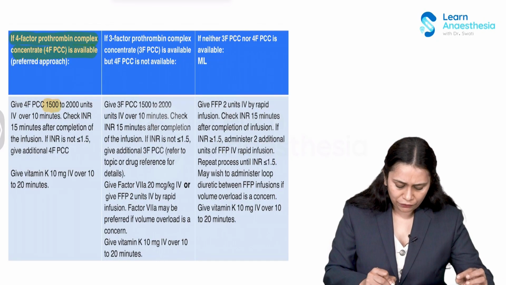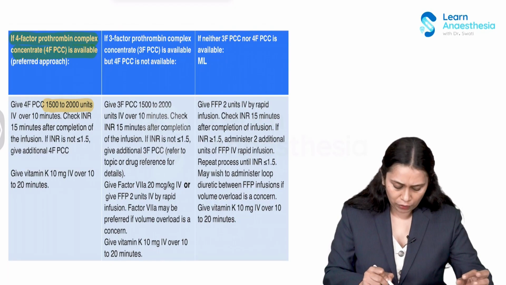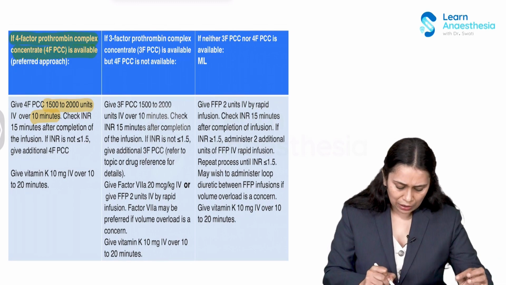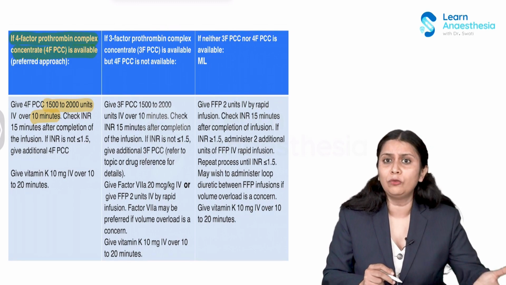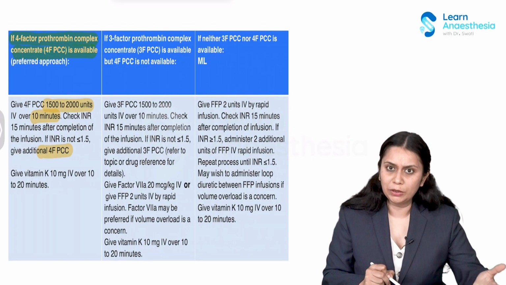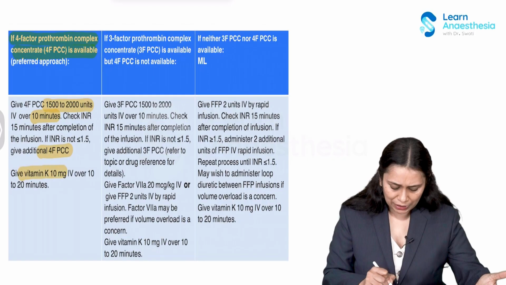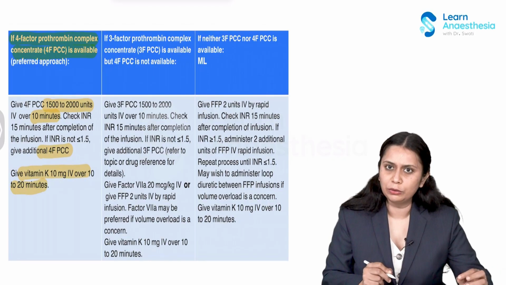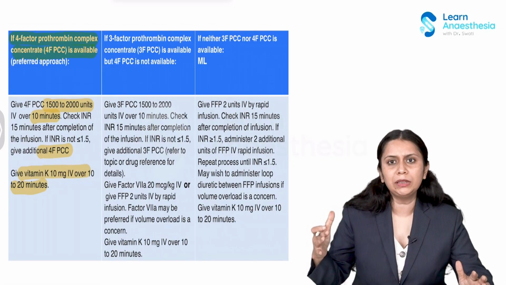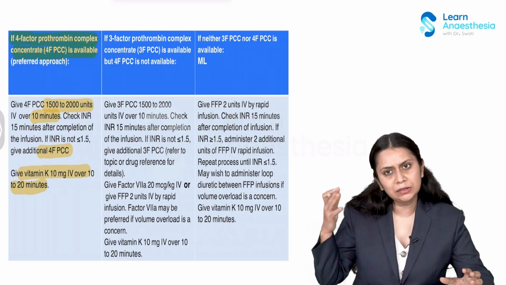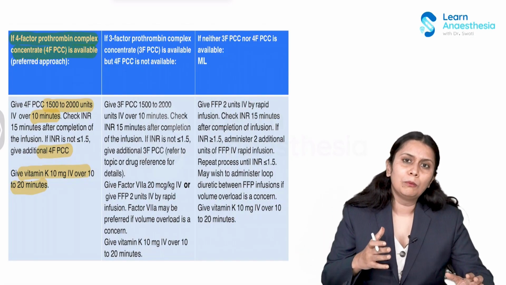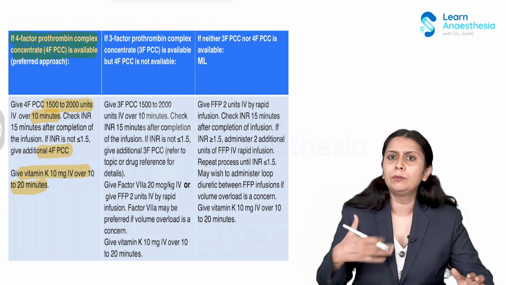So depending upon what is available, if 4-factor prothrombin complex concentrate is available, which is the preferred approach, we should give 1500 to 2000 units IV over 10 minutes. Check the INR within 15 minutes. If the INR after completion of infusion is not less than 1.5, right, we give additional 4-factor prothrombin complex concentrate, and we give vitamin K 10 milligram IV over 10 to 20 minutes. Okay, so 1500 to 2000 units over 10 minutes, wait for 10 to 15 minutes, get a prothrombin time or INR done. If INR is still more than 1.5, then we again repeat the dose.